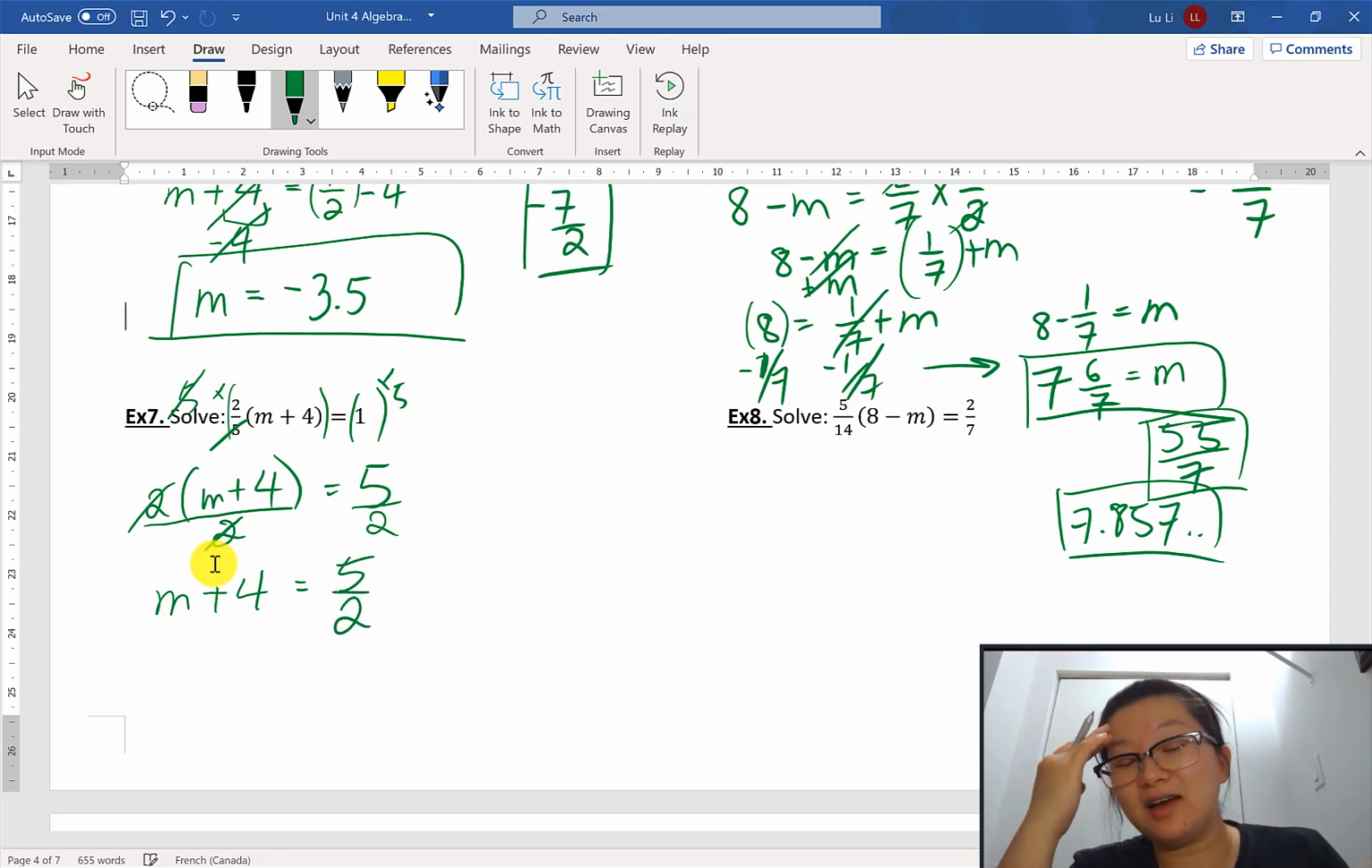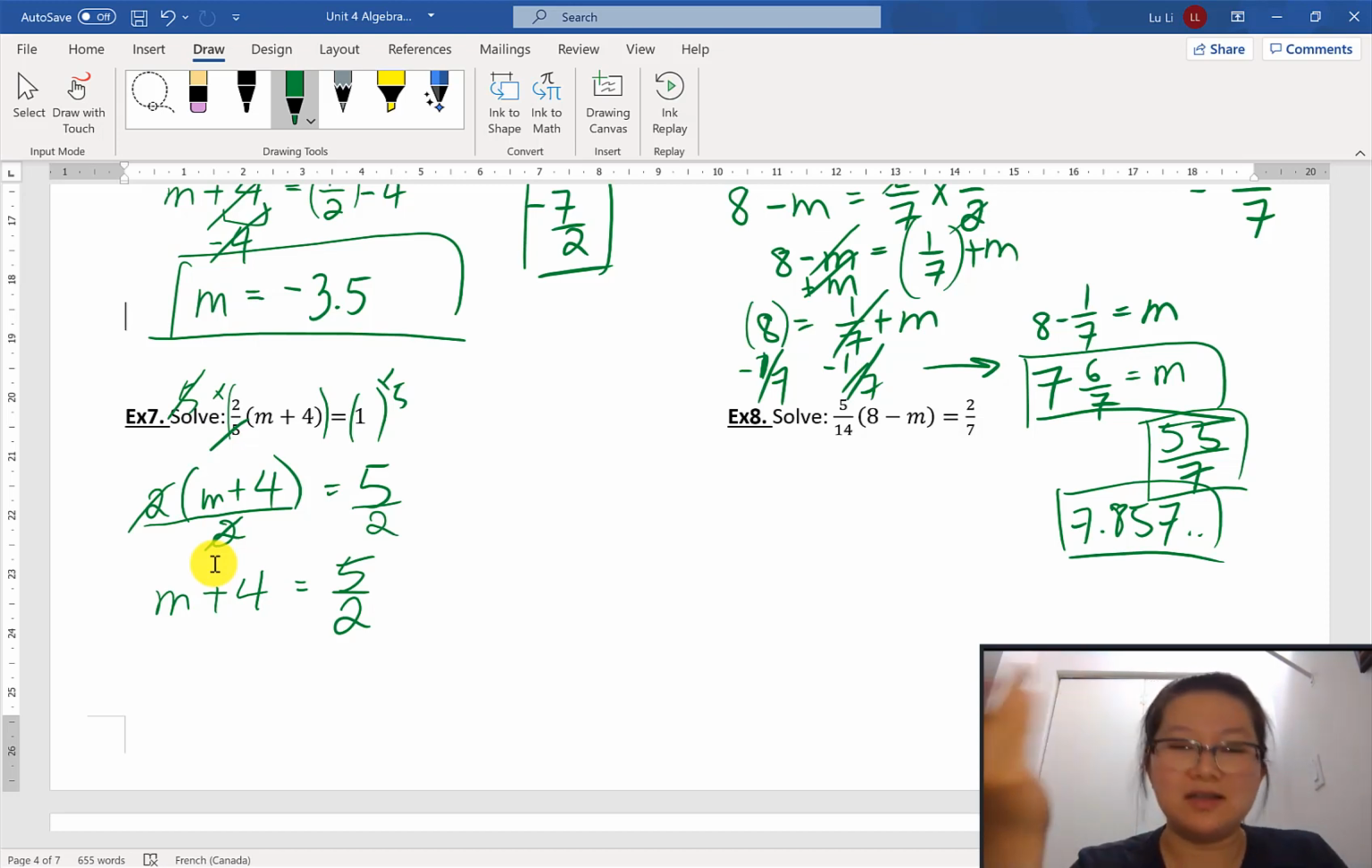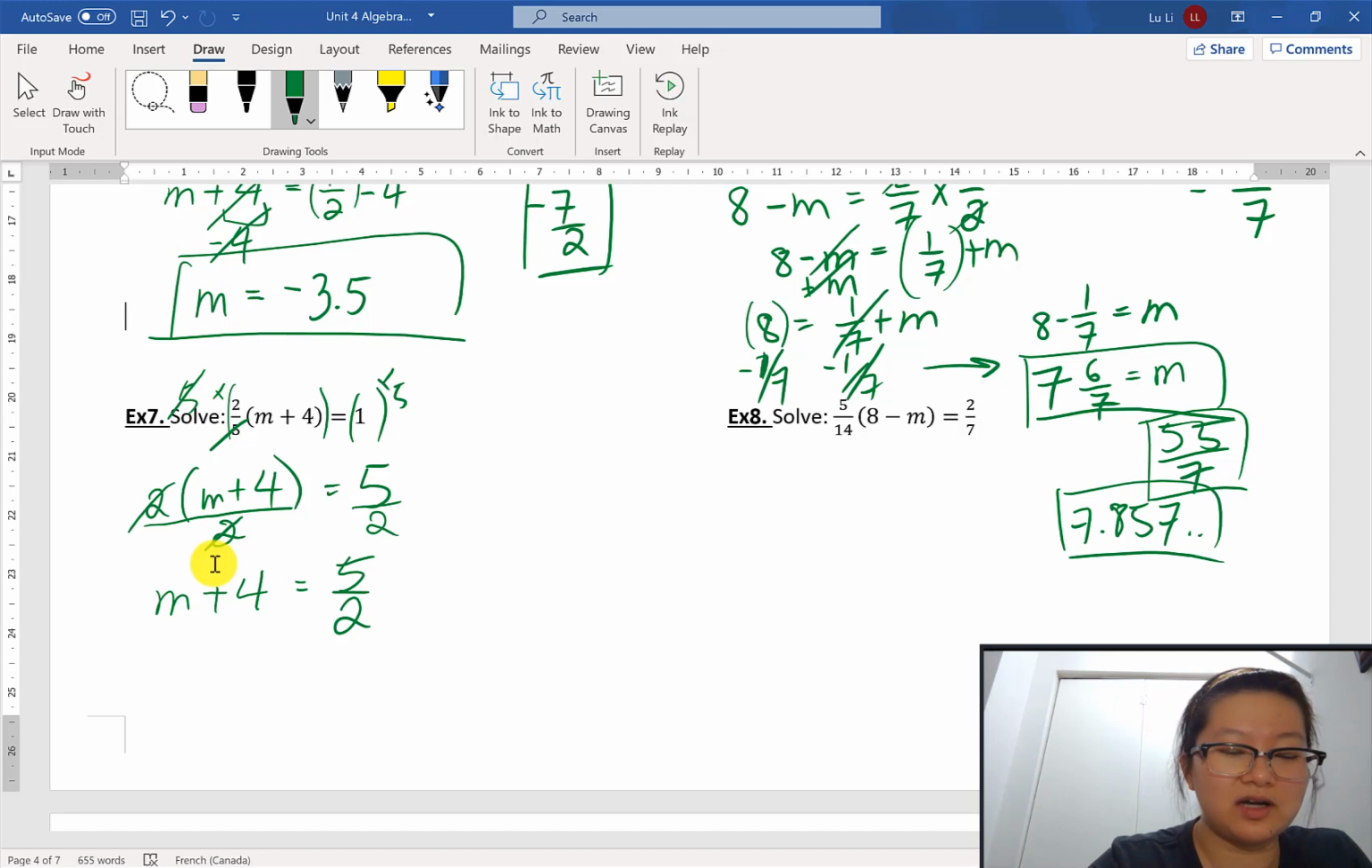You might be thinking, "Yeah, see, Miss Lee, I told you. You could have just divided both sides of the equation by 2 over 5." 1 divided by 2 over 5 gives you 5 over 2. Yeah, you're right. Okay, shortcut. We love shortcuts. Let's get back to this.